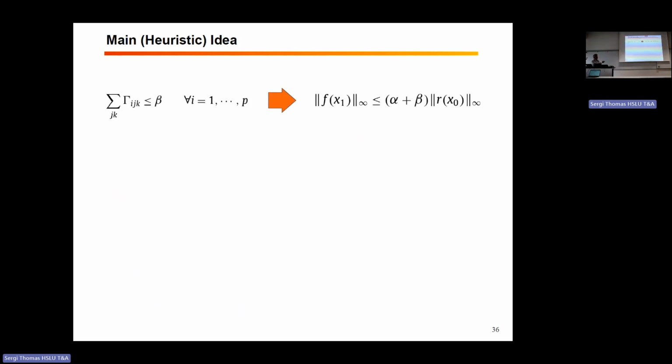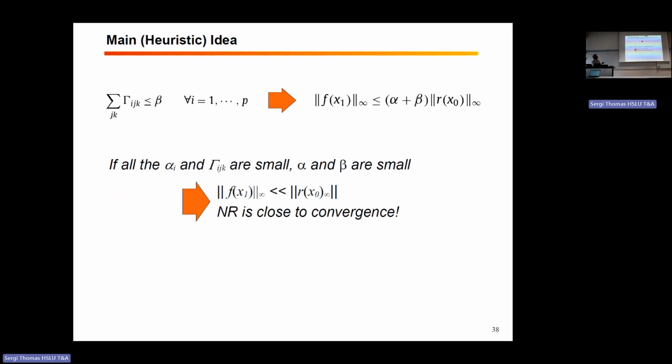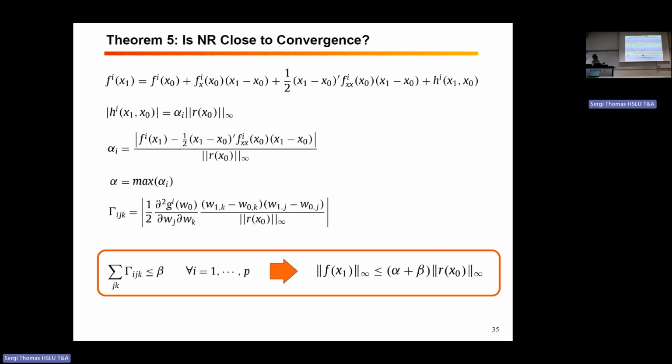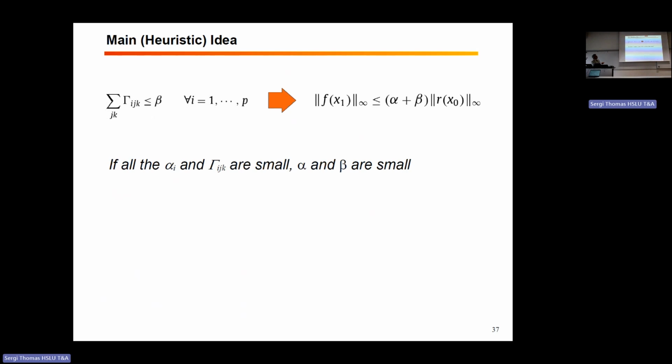What does this mean? This has a very nice interpretation. Basically, if all the alpha i's are small, and if all the gamma i,j,k's are small, then alpha and beta will be small numbers. So bottom line, if these numbers are all small, this will be small, and it means we're close to convergence. That's what this means. This is all rigorous. It's theorems that can be proven.